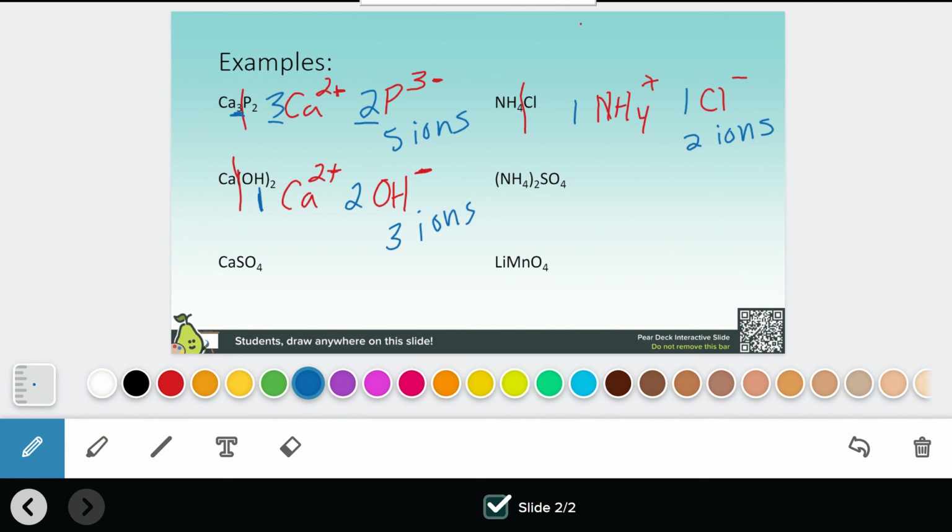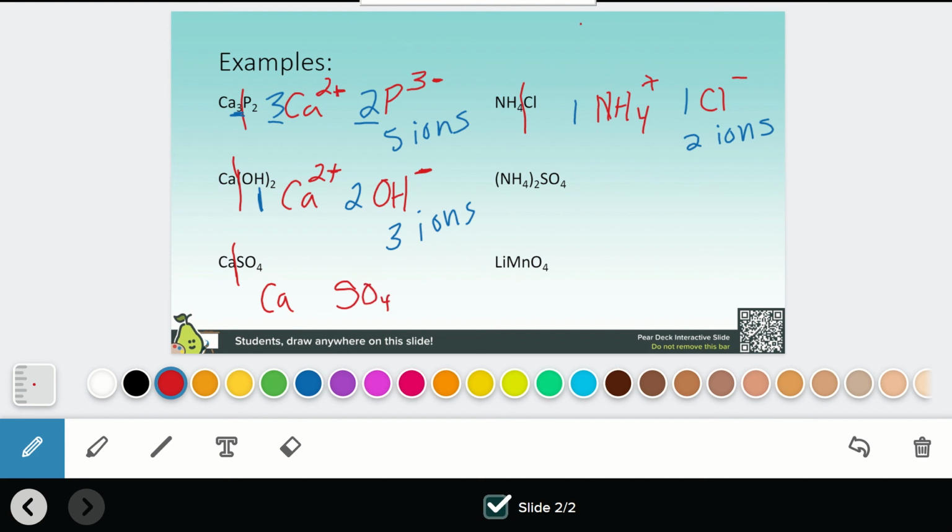All right, let's go down here. We'll do this one at the bottom. All right, so we're splitting this after the calcium. That's our metal. So we've got calcium. And then the sulfate, SO4, that has no parentheses around it. That is our whole polyatomic ion that has to stay together.